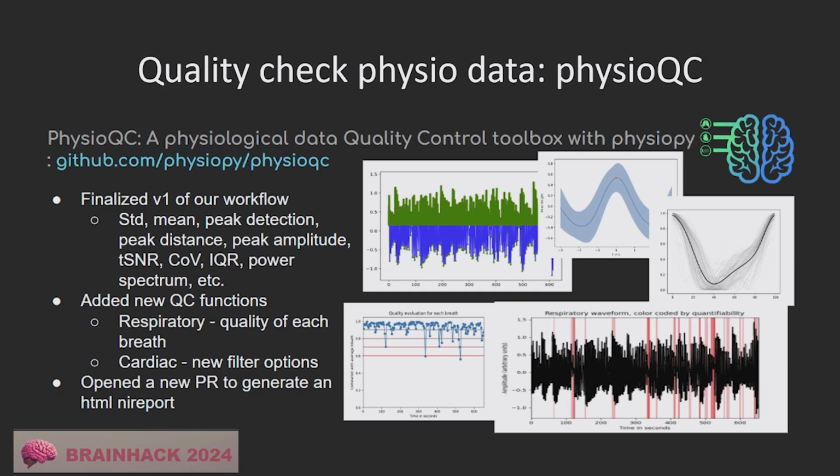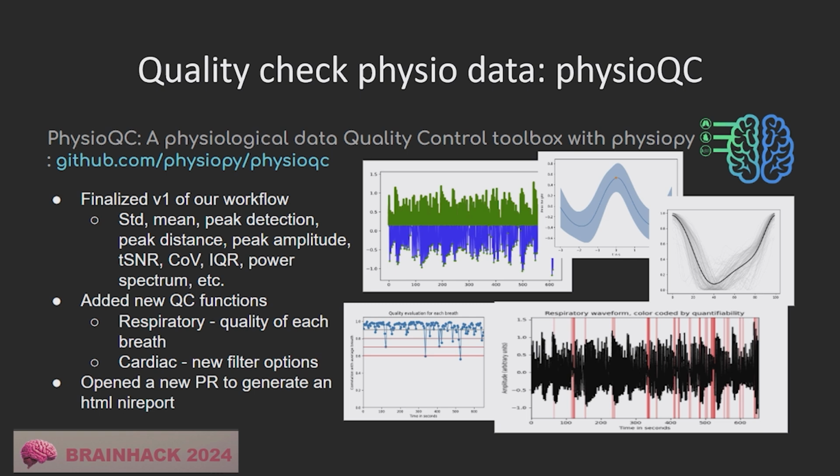So the last thing, or toolbox, that I'll mention really briefly is PhysioQC. We've really taken advantage of the Brain Hacks here at OHBM. If you have not been involved, it's a great thing, so please do get involved. This project actually started last year at Brain Hack. Essentially, it came out of a need to develop a method to process and quality check your physio data.